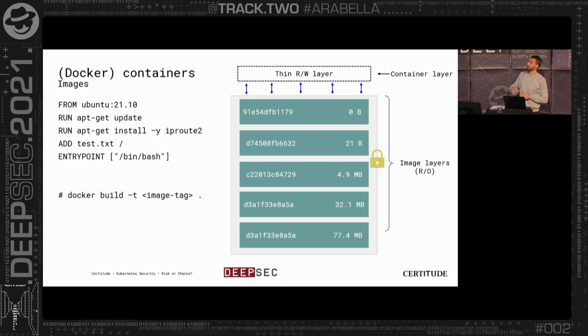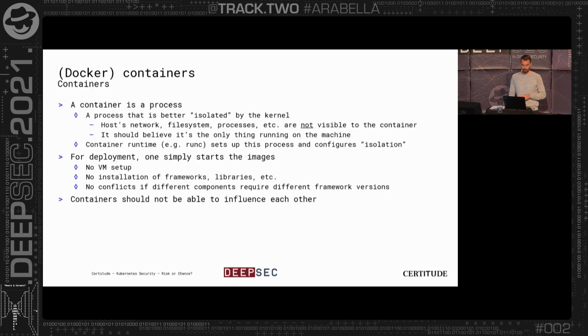Every command you see on the left from the Dockerfile results in one image layer that you see in the picture on the right. Above that, there is a read-write layer, and that's the only layer that you can write to, and it only exists at runtime. So you can write to the container at runtime, but once you stop the container, these changes are lost. Yeah, so that was images.